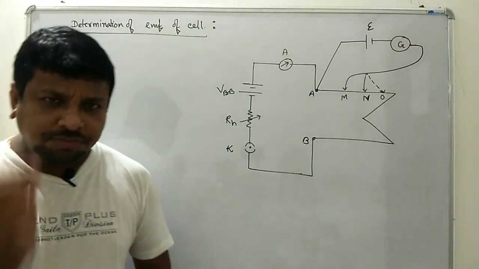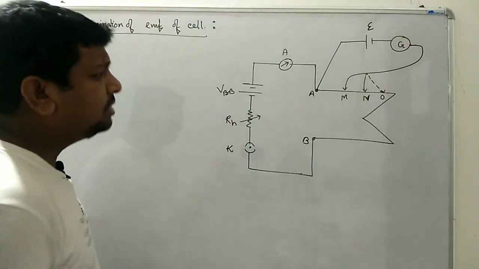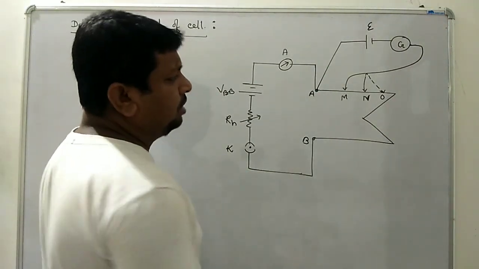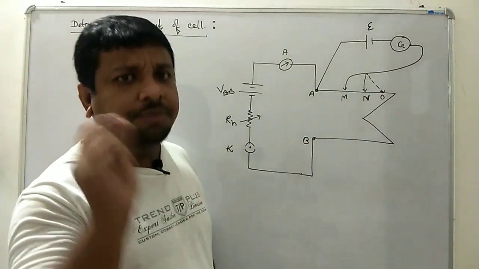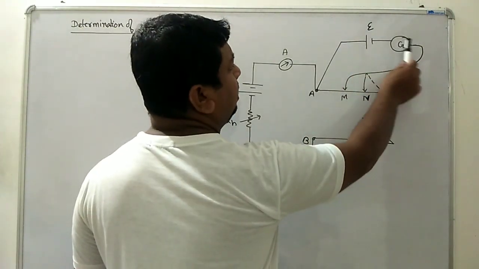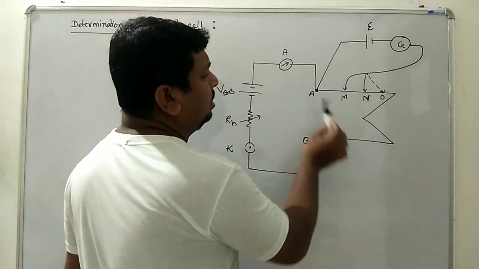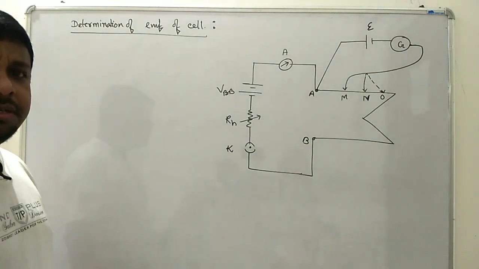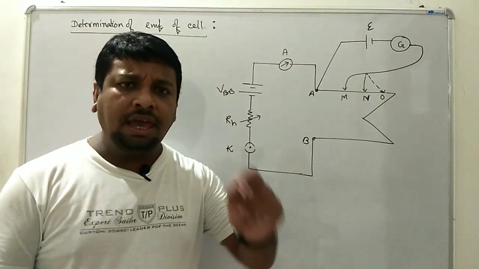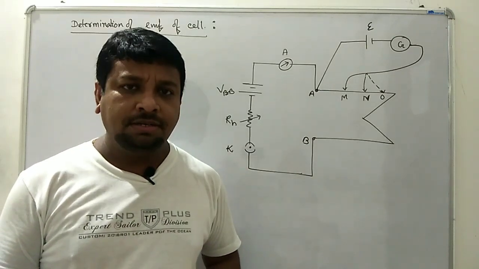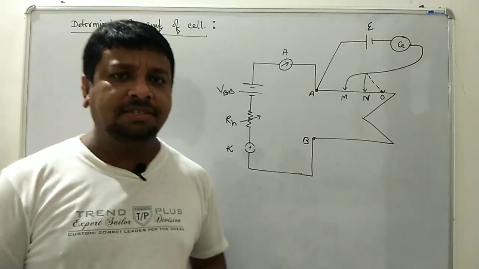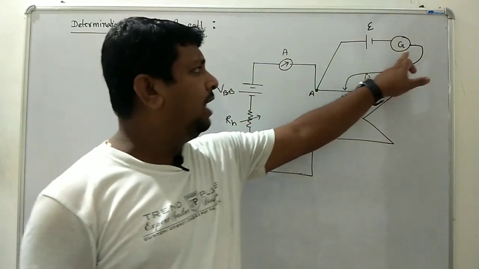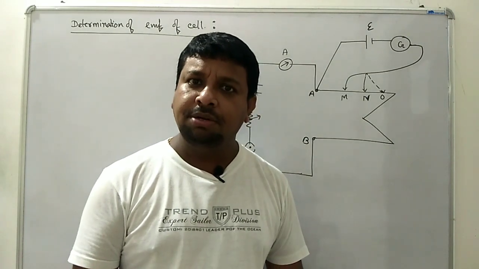When the jockey touches at the point M, then from A to M we get two different parts: one part through the cell and the other part directly from A to M. In between A and M there is a potential difference, which is equal to the sum of the EMF of the cell and the potential difference of the galvanometer.